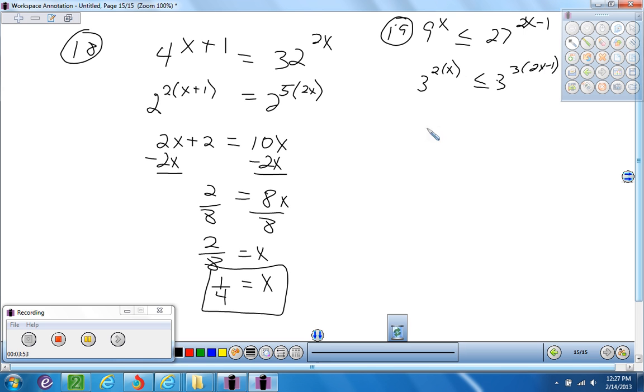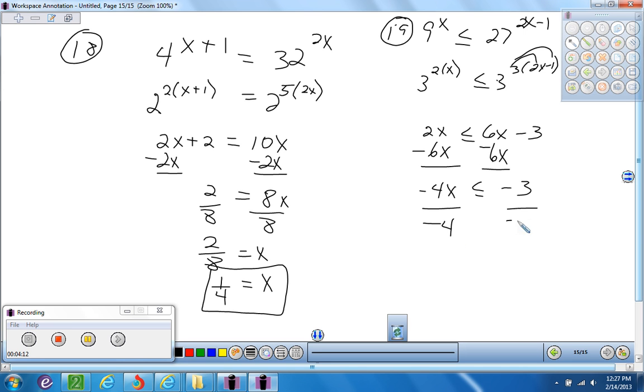So we'll end up with 2x is less than or equal to, go ahead and distribute the 3 here, 6x minus 3. Okay, I'm going to subtract 6x from both sides. So I get negative 4x is less than or equal to negative 3. We're going to divide both sides by negative 4. Now when we divide an inequality by a negative, we have to reverse it. So it'll be x is greater than or equal to 3/4.